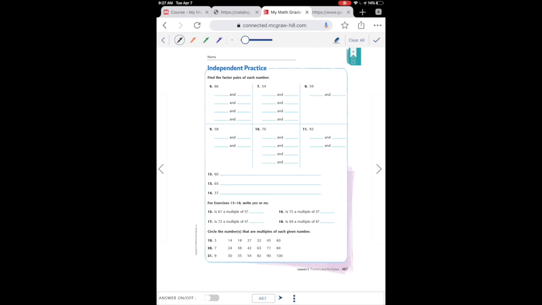Okay, so we're going to go through this rather quick, so try and keep up with me. And if you need help, reach out to me and I can give you some extra work and resources and chat with you about how to work on factors and multiples, all right? So number 6, find the factor pairs of each number. 66. Well, I know that anytime I'm trying to find factor pairs, I'm always going to have 1 in whatever number we are working with, which is 66.